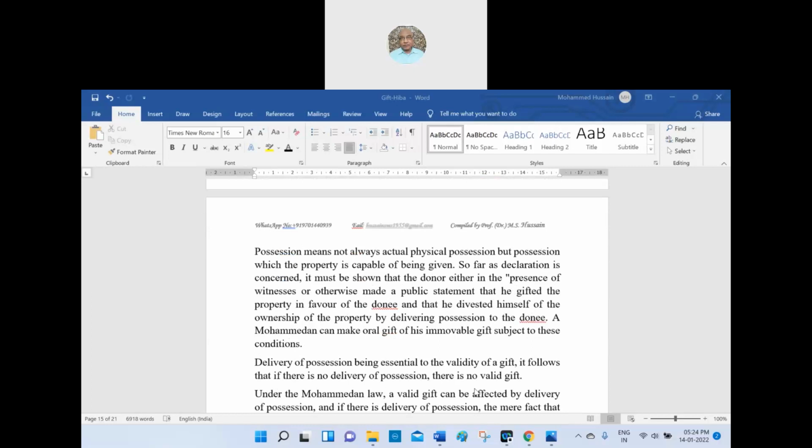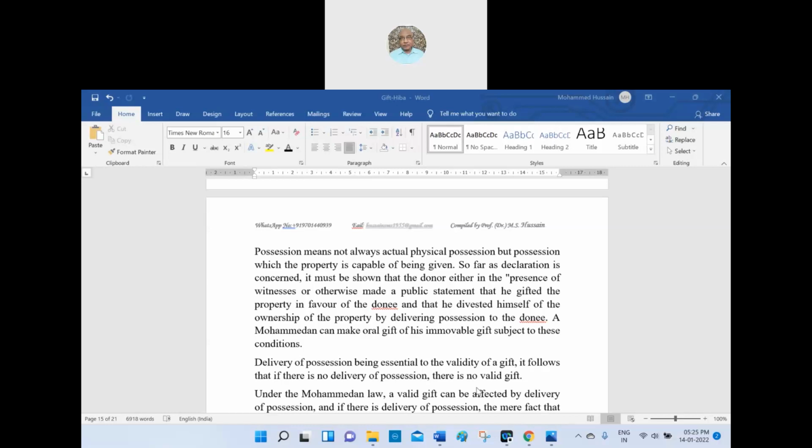So far as the declaration is concerned, it must be shown that the donor, either in the presence of the witnesses or otherwise, made a public statement that he gifted the property in favor of the donee, that he divested himself of the ownership of the property by delivering the possession to the donee. Yes, sometimes in the presence of many other people, a donor will give the property to the donee, and he made the declaration in the presence of the witnesses that this is the property which I am going to give to the donee.